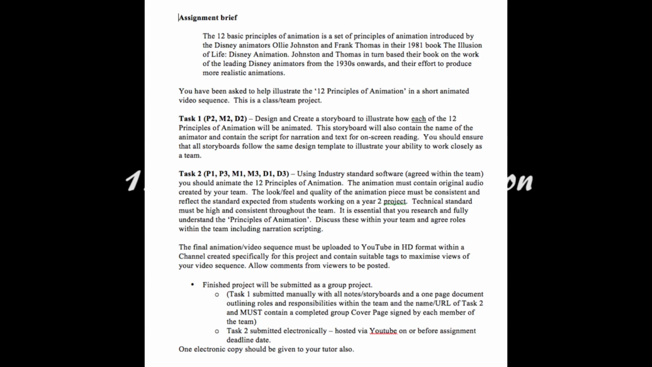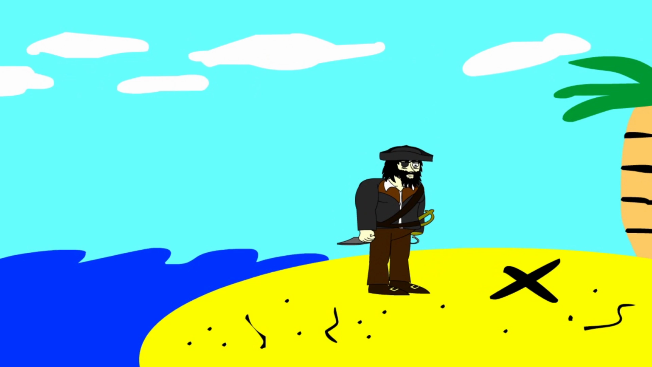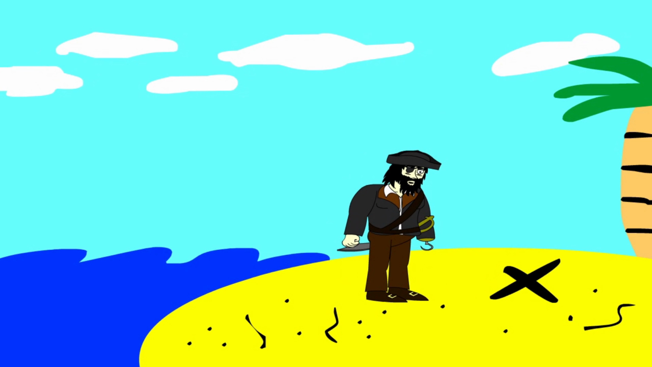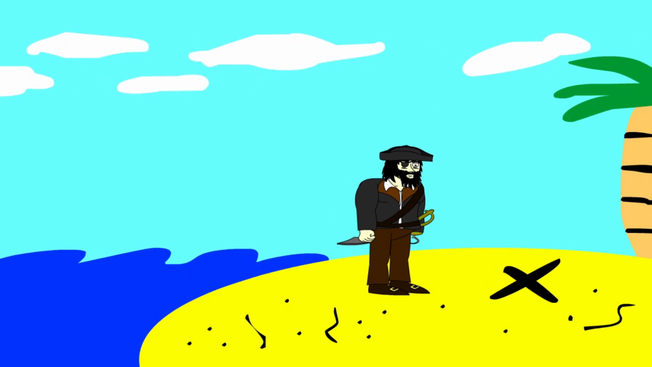In our 2D assignment 1, we were asked to illustrate the 12 principles of animation in a short animated video sequence. This was a group task in which we were given different roles, each of us given a few different animations to animate ourselves, and the idea was to try and keep it as consistent as possible.